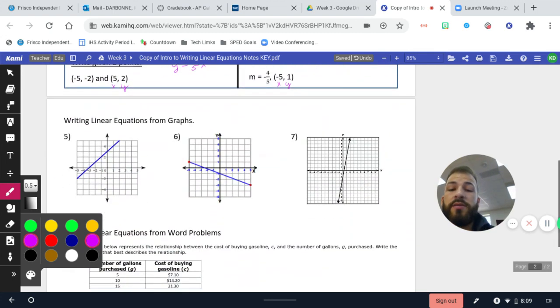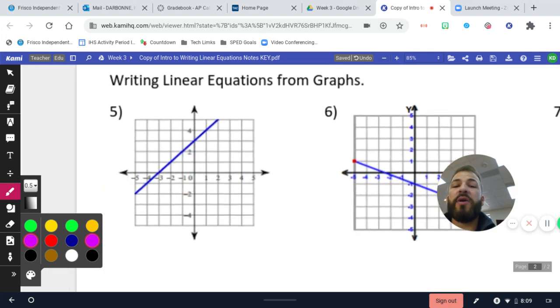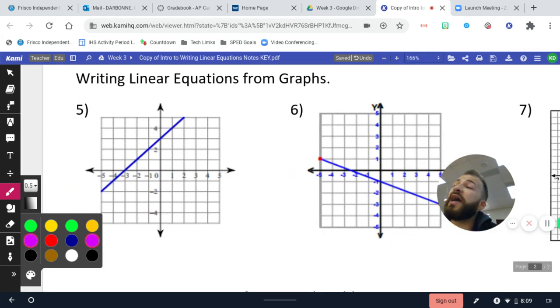The last two things we're going to talk about are graphs and word problems. So writing a linear equation from a graph, it's actually like I've given you slope and the y-intercept because they're both there on our graph. So we're just going to pull those two things out, slope and the y-intercept, and use them to write our equation. Our y-intercept is where it crosses the y-axis on the graph. So looking at number 5, we cross the y-axis right here at 3. So b would be equal to 3. Our slope, we just pick 2 points.